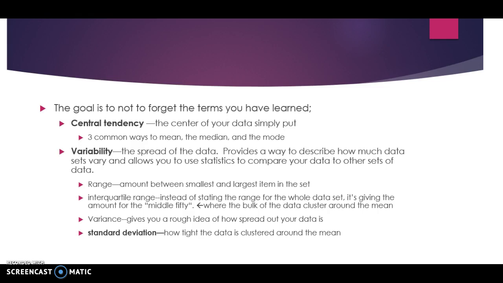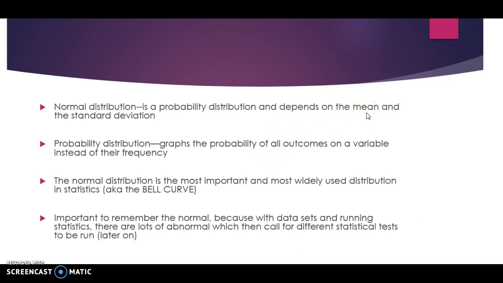And there's 4 common ways: the range, the interquartile range, the variance, and the standard deviation. And I know that you hear about standard deviation a lot, and that really is how the data is clustered around the mean. Normal distribution. Distribution is a big deal in statistics. It's a probability distribution, and it really depends on the mean and the standard deviation.